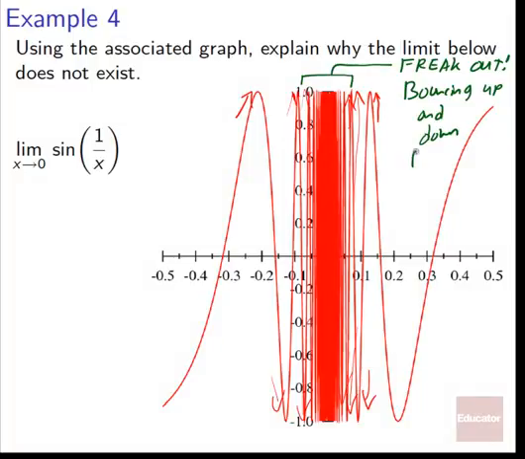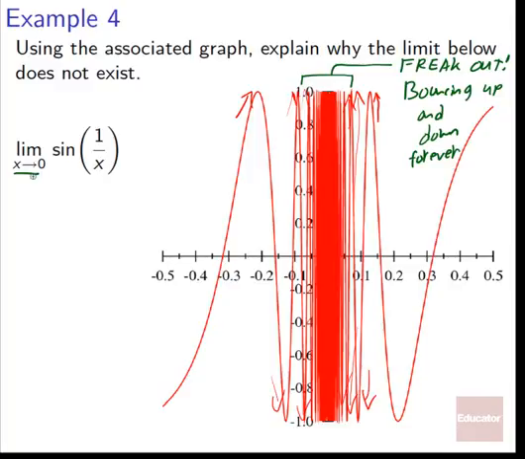So it's bouncing up and down forever as it gets closer to x going to zero. It's just bouncing so fast. So as we get closer and closer to x going to zero, we don't have any idea what to say because we're flying around, right? The closer you get to x equals zero, the function is constantly changing, constantly bouncing up and down forever and ever. We wind up saying it doesn't have a limit, doesn't exist, right?